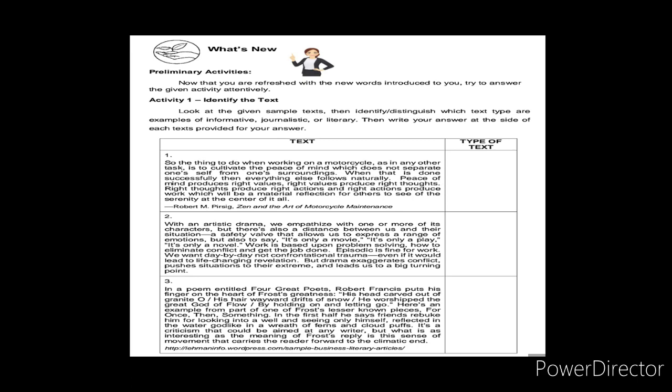Number 2. With an artistic drama, we empathize with one or more of its characters, but there's also a distance between us and their situation, a safety valve that allows us to express a range of emotions, but also to say, it's only a movie, it's only a play, it's only a novel. Work is based upon problem solving, how to eliminate conflict and get the job done. Episodic is fine for work. We want day by day, not confrontational trauma, even if it would lead to life-changing revelation. But drama exaggerates conflict, pushes situations to their extreme, and leads us to a big turning point.